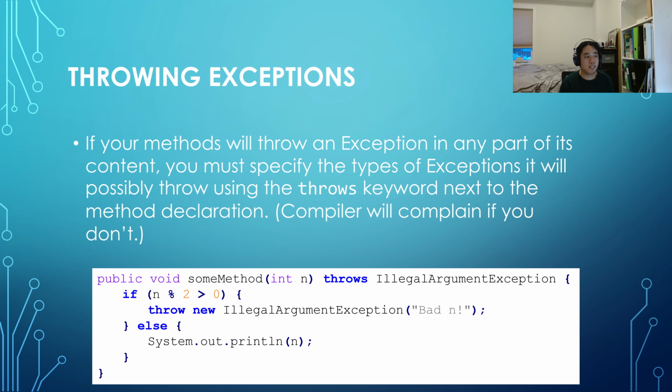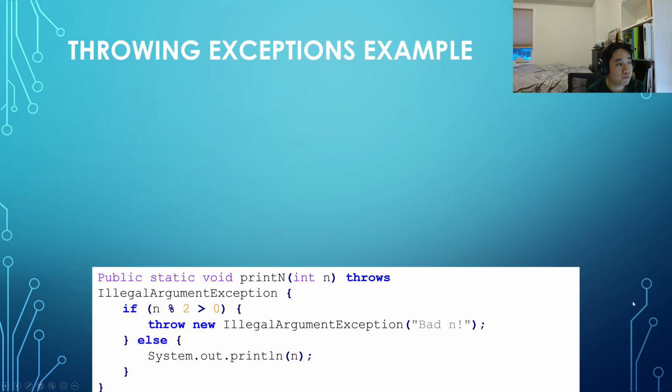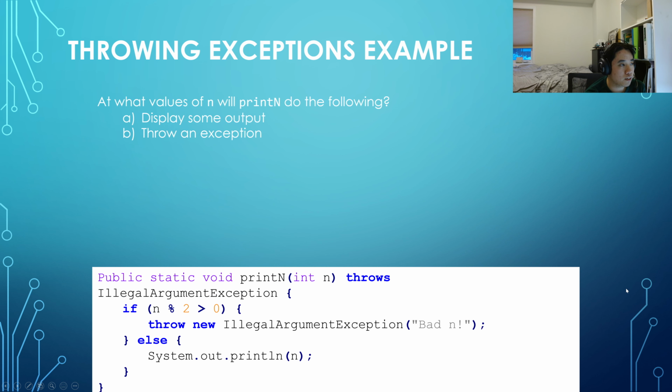So in this case, I have some method which throws an IllegalArgumentException, which means that I can actually throw it when I have bad input. Cool. Now, here's a question regarding throwing exceptions. At what values will printN do the following? Display some inputs and throw an exception.